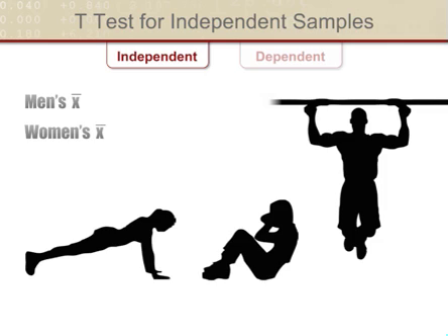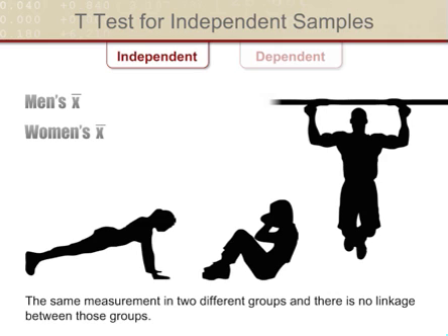There's no individual linkage. It's not like I'm comparing a person's math SAT to a person's verbal SAT. It's the same person with 2 different scores, but they're linked by a person. So it's the same person with 2 different scores. That is not independent. Even though they're 2 different tests, that's not independent. Independent, you have the same measurement in 2 different groups, and there is no linkage between those groups.